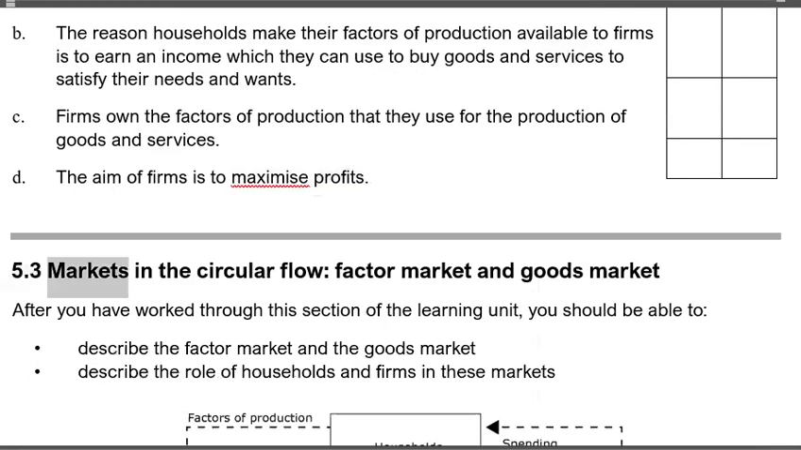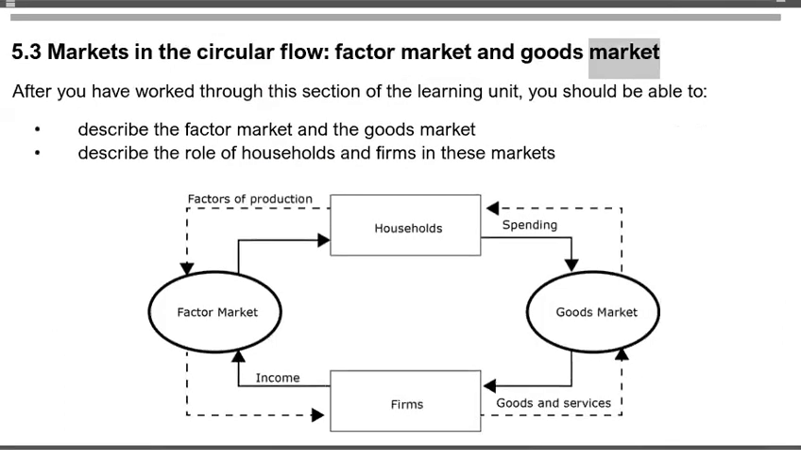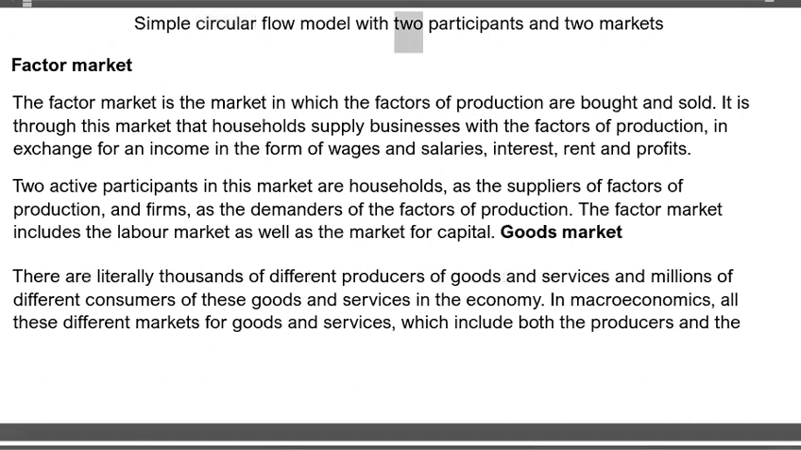5.3 Markets in the circular flow: factor market and goods market. After you have worked through this section of the learning unit, you should be able to describe the factor market and the goods market, and describe the role of households and firms in these markets. Simple circular flow model with two participants and two markets.